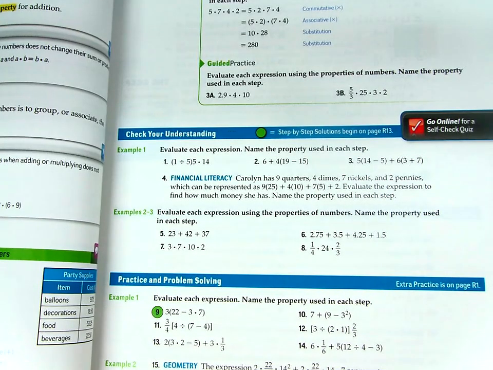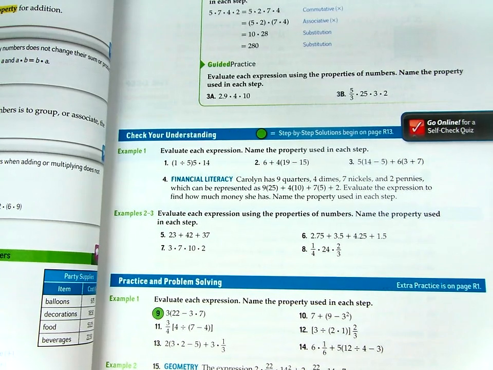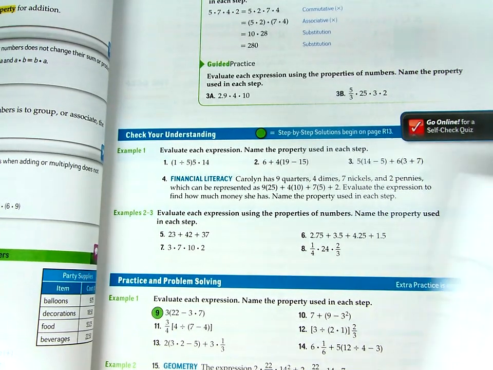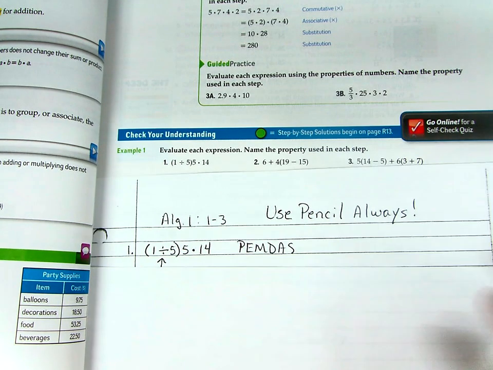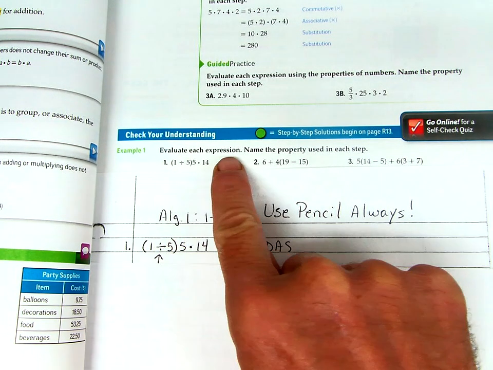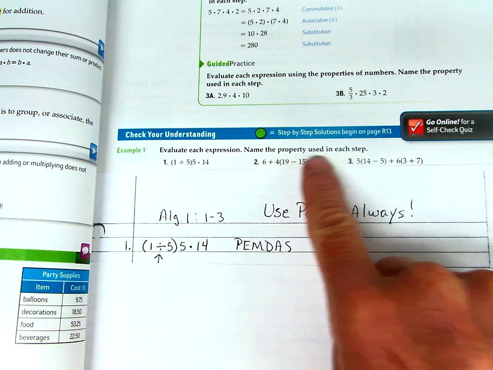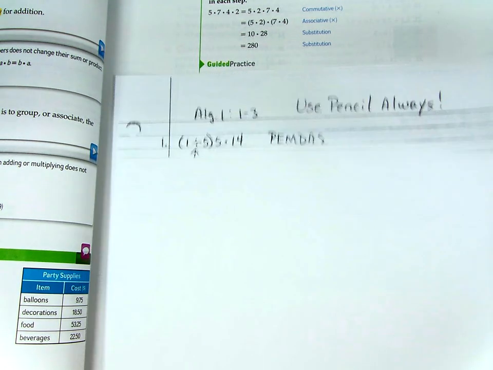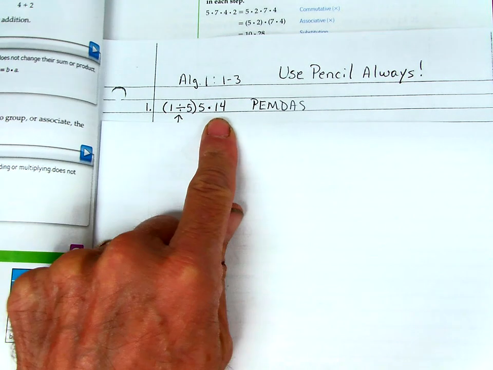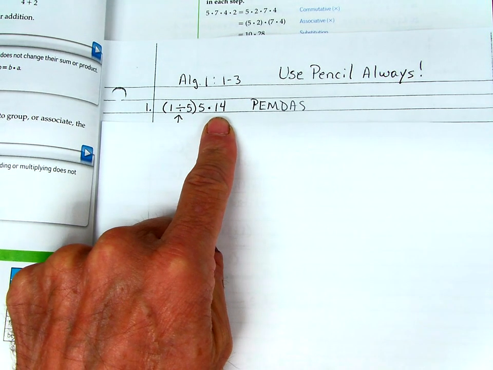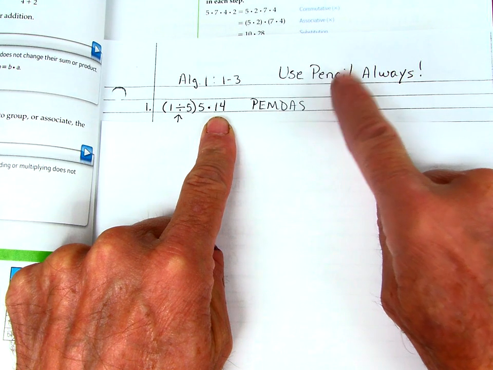All right, so let's look at some of the work on page 19. Here I have number 1. It says evaluate each expression, name the property used in each step. So I copied down the exercise, which you should always do. And always use pencil.